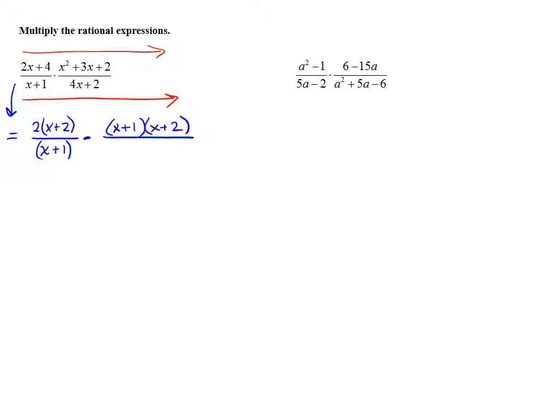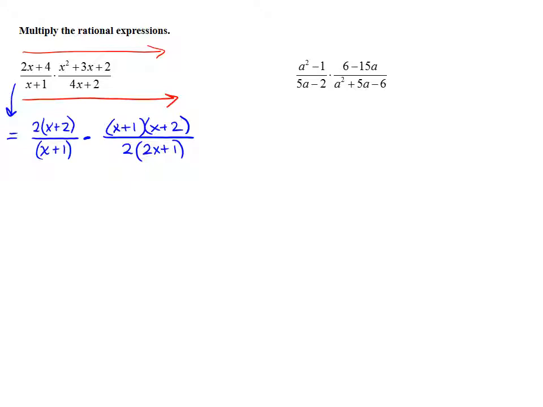Don't forget to always check your factorization by multiplying it out before you continue on. In my last fraction, denominator, I have 4x plus 2, which has a 2 in common. So I'm going to get 2x plus 1 as what's left over in the parentheses when I do that.